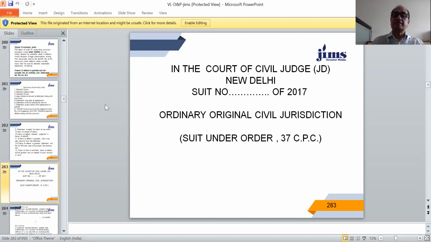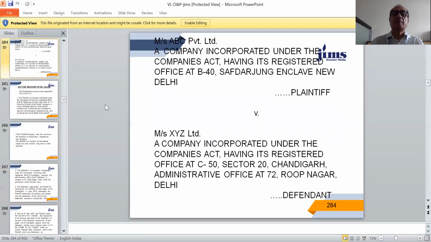Now, next heading you will write down: Ordinary Original Civil Jurisdiction, and in the bracket you will mention a suit under Order 37 of CPC. This heading is essential so that the court may come to know that you have filed a suit under Order 37. You want to file a summary suit. You want a summary procedure for its decision.